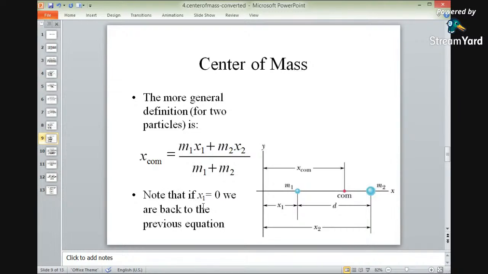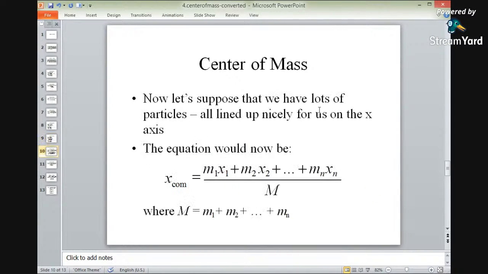Now, note that if x1 is equal to 0, we are back to the previous equations. If x1 is 0, that means m1 is acting at the starting point, at the x and y axis origin. That is the previous case. Here, if x1 has a value, then these will be the conditions.